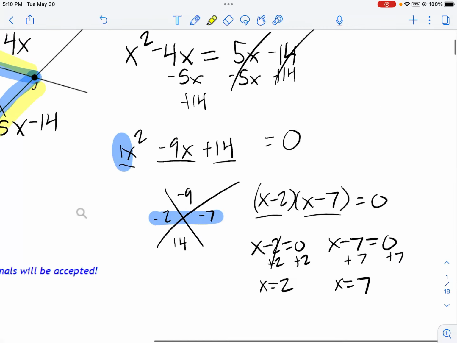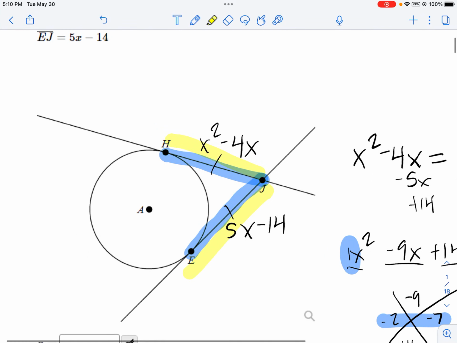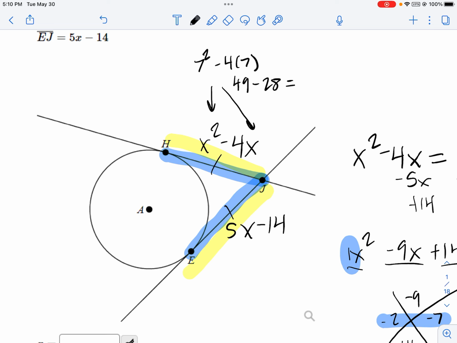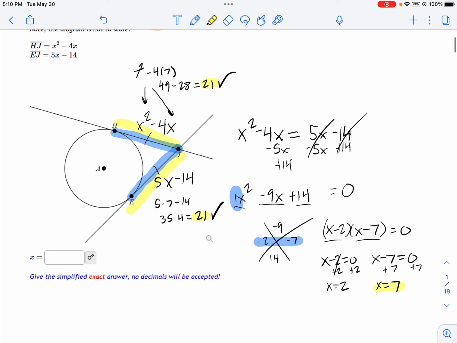So let's try x equals 7. Let's plug it into both places. So we have 7 squared minus 4 times 7. 7 squared is 49, 4 times 7 is 28. 49 minus 28 is 21. That's not a problem. It's a positive number. Yay! Next one is 5 times 7 minus 14. That's 35 minus 14. Also 21. As it should be, notice that they match. That's because those two segments are equivalent. If they're not matching, that's a problem. So we get 21 both ways. It's a positive number, which means 7 is indeed a valid solution.